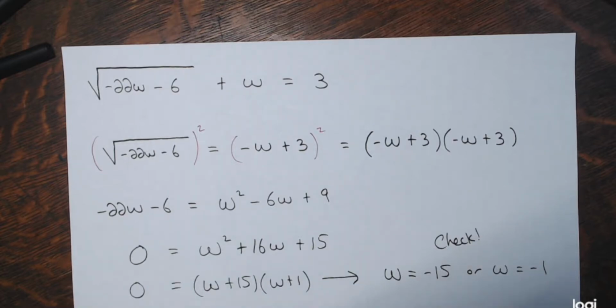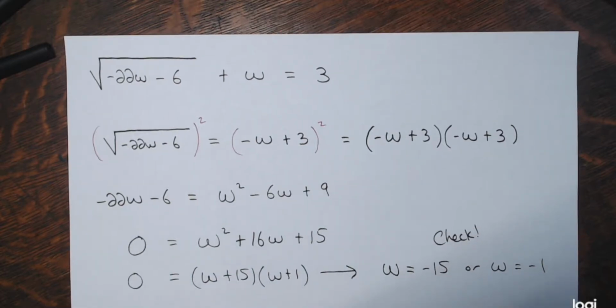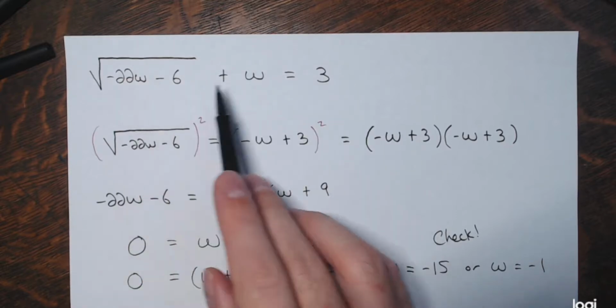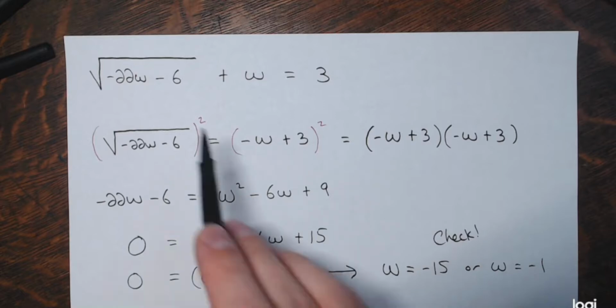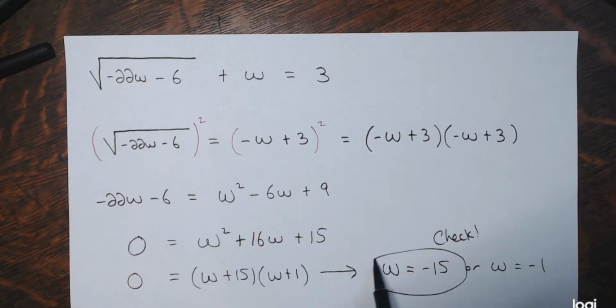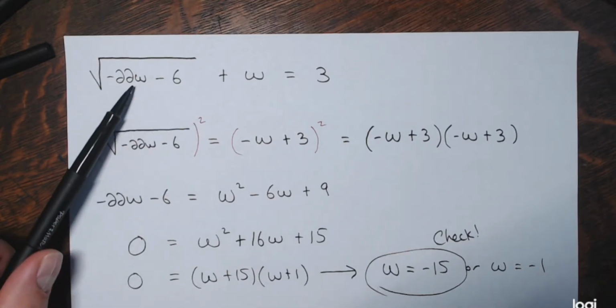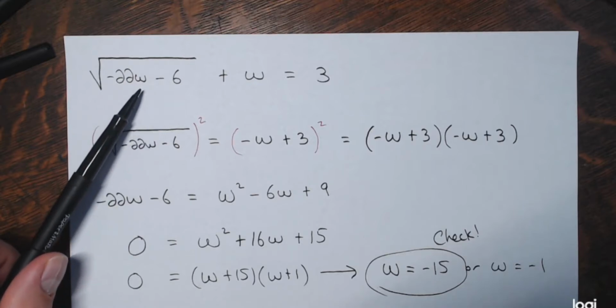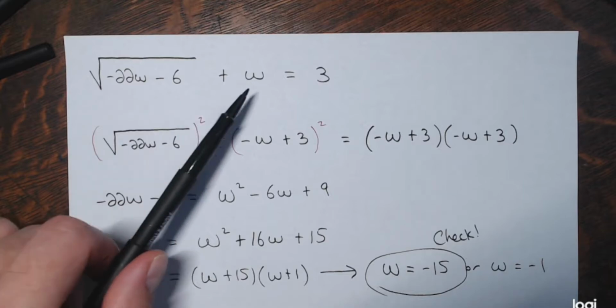Now negative 15 will work, because if I add 15, I'd have the square root of blah equals 18. Remember, this is the positive square root. That'll work. But negative 1 might also work. Because if I put in negative 1 for w, this will be the square root of 16, which is 4, plus negative 1 is 3. They both work.